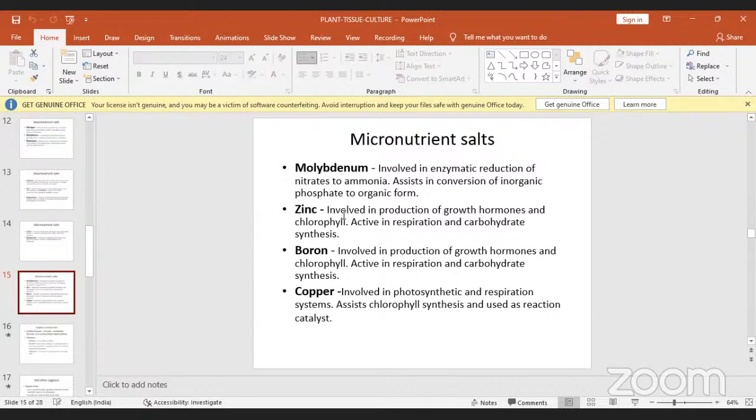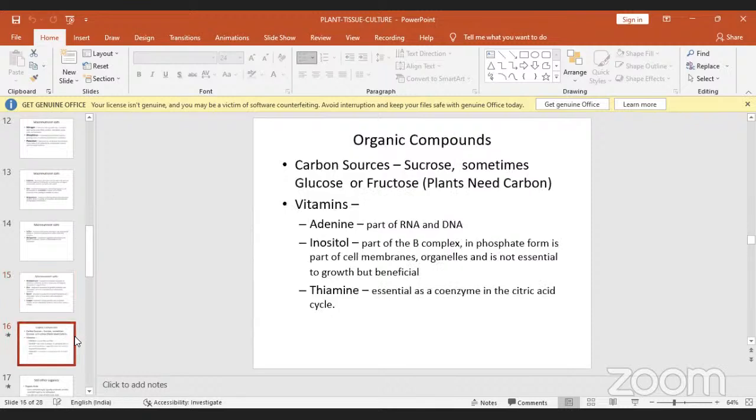Molybdenum is involved in the enzymatic reduction of nitrate to ammonia, and assists in conversion of inorganic phosphate to organic form. Zinc is involved in the production of growth hormones and chlorophyll, active in respiration and carbohydrate synthesis. Boron, the production of growth hormones and chlorophyll, active in respiration and carbohydrate synthesis. Copper is involved in the photosynthetic and respiration system. It assists chlorophyll synthesis and is used as a reaction catalyst.